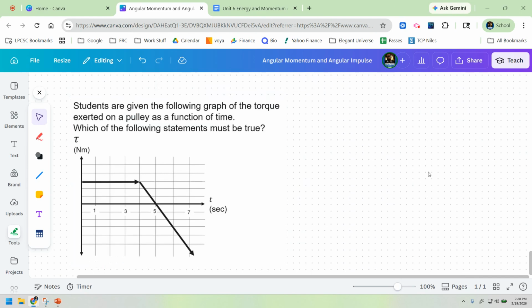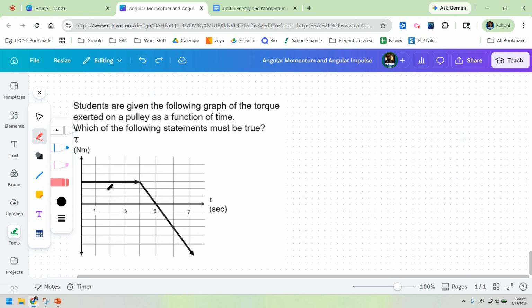All right, students are given the following graph of the torque exerted on a pulley as a function of time. Which statements must be true? All right, so if you learn integral calculus, which is Calc 2 or Calc BC, there's a way that you can mathematically calculate the area under the curve, but your problems are always going to be rigged where you could go, okay, this is a rectangle, I can do the math on this. This is a triangle, I can calculate this area. And then down here, this is a triangle, I can calculate this area. Okay, so it's not that hard to find the area.